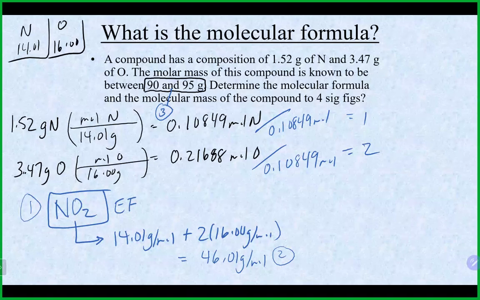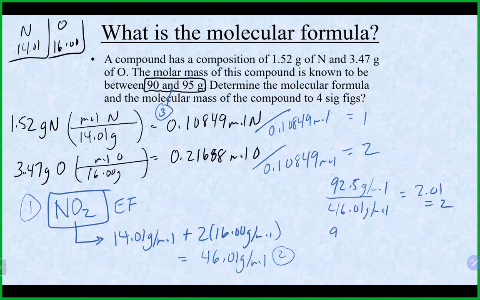Again, you could go 90, you could go 95, you could really go any number in between. You could go halfway there. So if you want to go like 92 and a half, which is somewhere in between those two numbers for our molecular formula, and divide it by 46.01, that will give us our factor that we're looking for here, which is 2.01 essentially, which is basically 2.